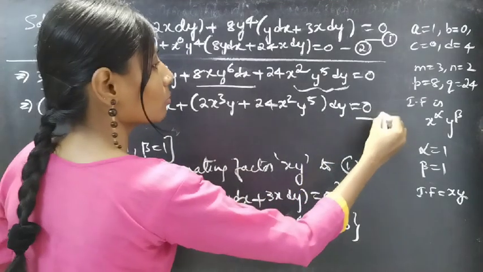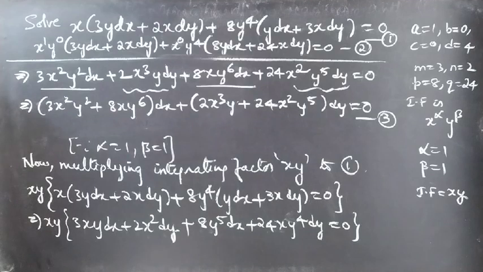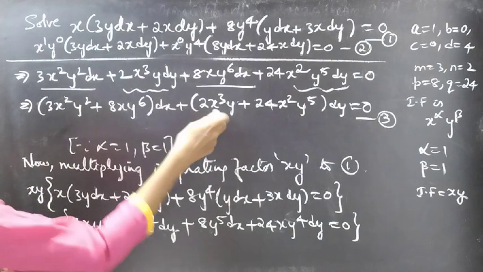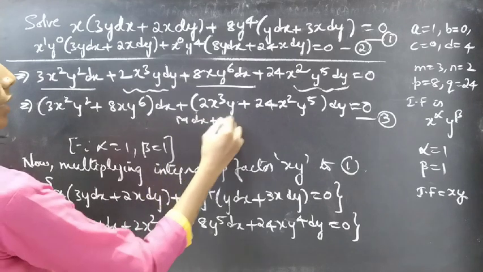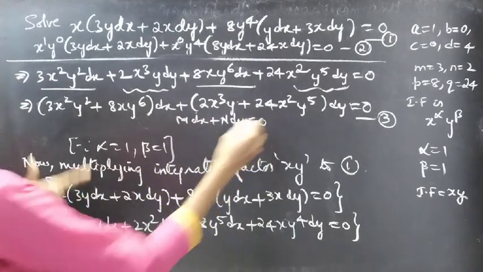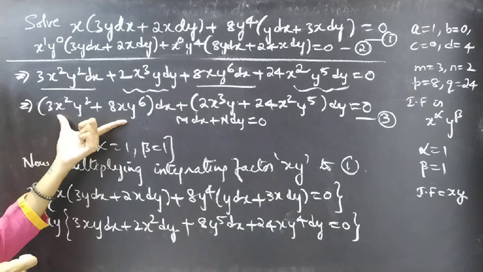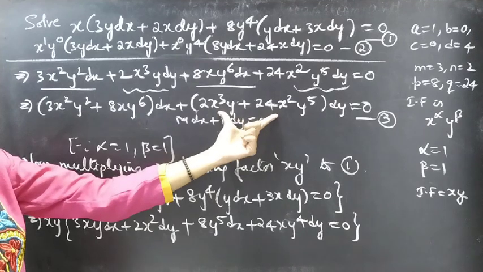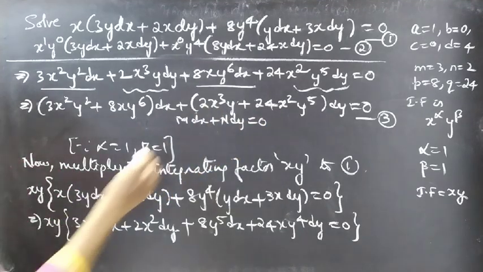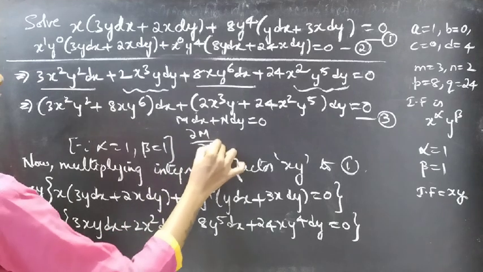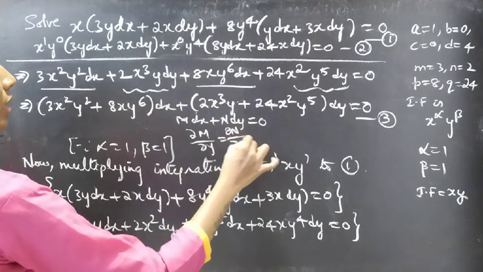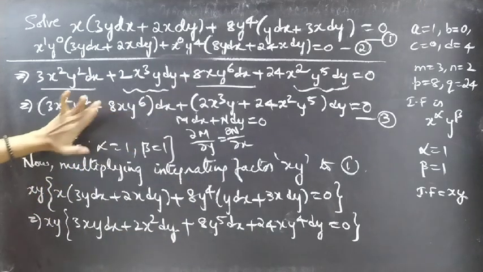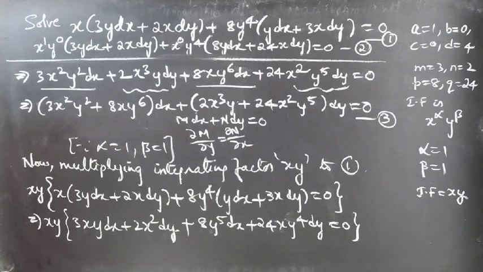Consider it as equation number 3. Now let's see whether equation 3 is exact or not. This is of the form M dx plus N dy equal to 0, for M equal to 3x square y square plus 8x y power 6, and N equal to 2x cube y plus 24x square y power 5. If the partial derivative of M with respect to y equals the partial derivative of N with respect to x, then we can say that the reduced equation, equation 3, is exact. Okay, let's check it out.